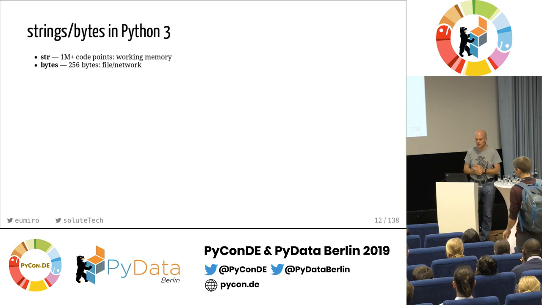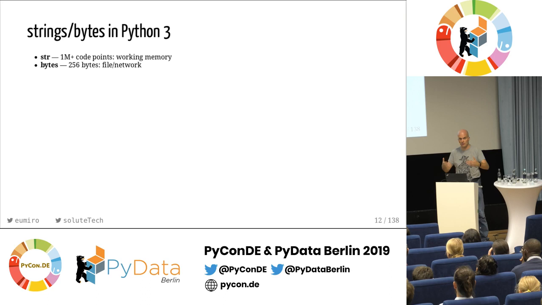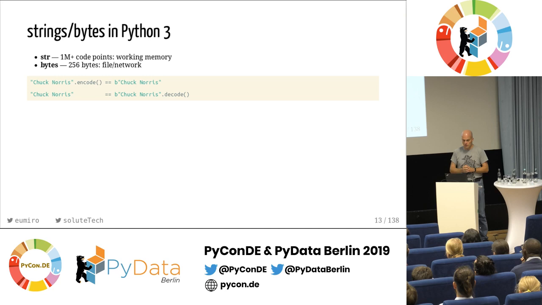On the other hand, we have bytes, which is something that you write into a file on your disk or you send over the network. And this is something that has only 256 possible combinations. So we have to find a way how to encode our strings from the characters into these bytes. If your name is Chuck Norris, you need no encoding.